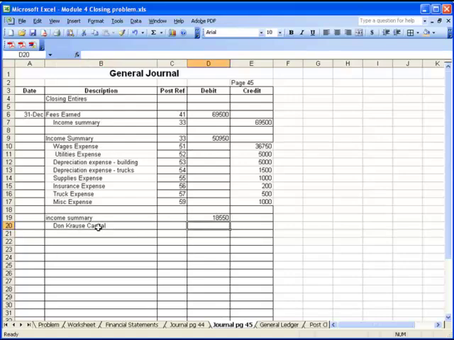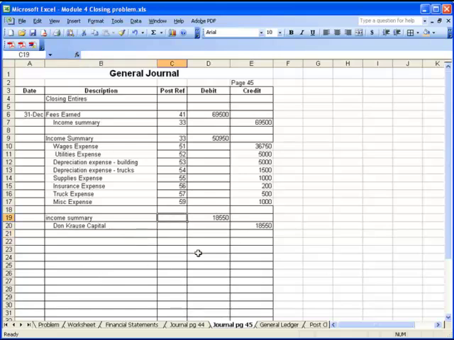And that makes sense because net income adds to our capital account. Our capital account is increased with a credit entry. And so we have, in essence, transferred the net income into the capital account through this particular process.